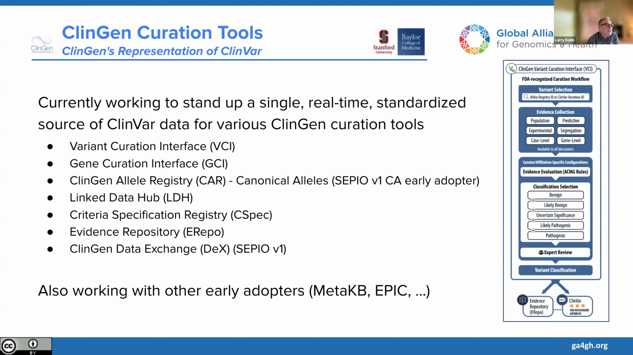This is the ClinGen ecosystem, and just to give you a real high-level view, there's a lot going on there. These are the groups that we support: the variant curation expert panels and gene curation expert panels in ClinGen for rare disease. They use tools by the Stanford team, the variant curation interface and gene curation interface, and the Baylor team that supports a lot of the infrastructure around the ClinGen allele registry, the linked data hub, the criteria specification registry, the evidence repository, and the overall ClinGen data exchange ecosystem, which connects a lot of our infrastructure with a streaming pipeline, a streaming service.